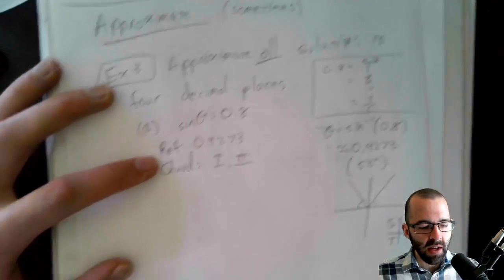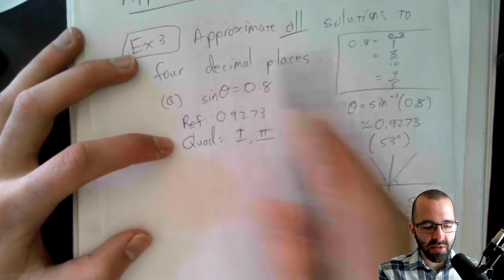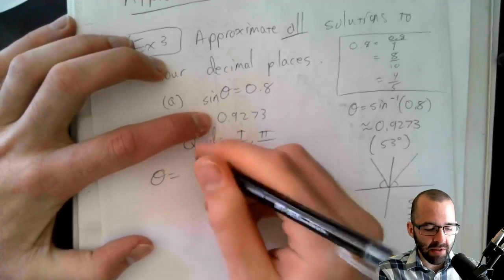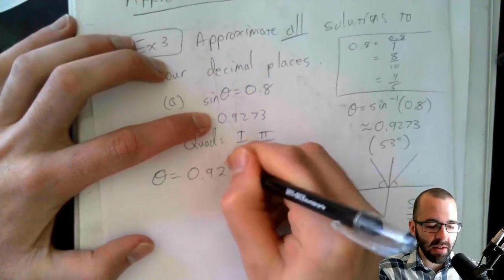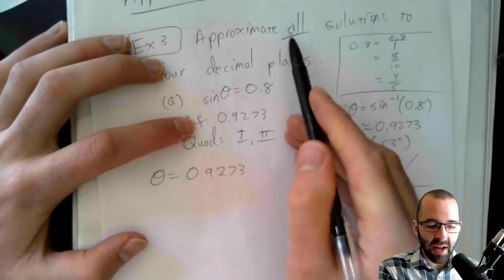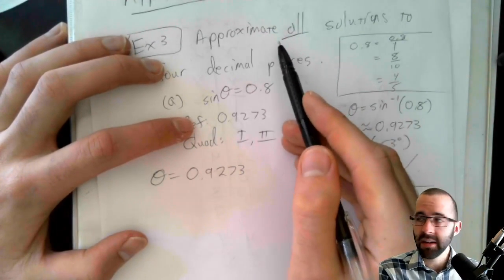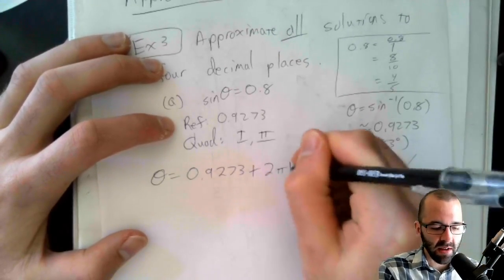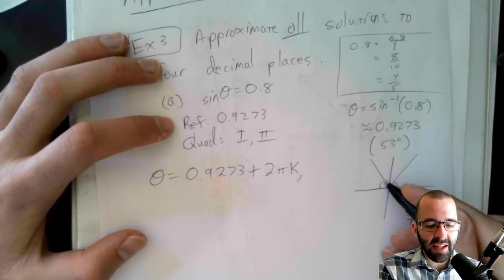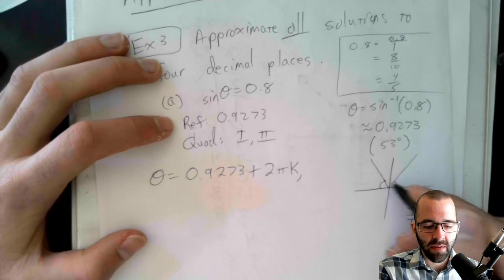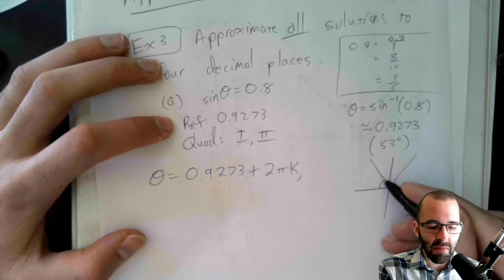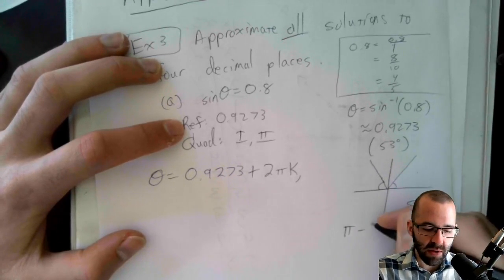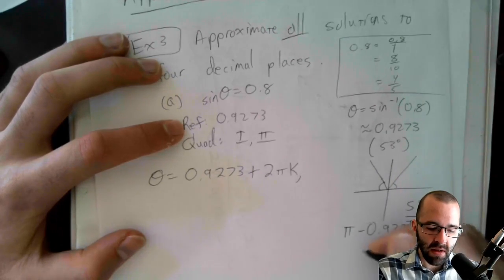All right. So we found the reference angle. We know the quadrants. We can find all the answers now. So theta is going to be our answer in the first quadrant, 0.9273. And again, we're asked for all solutions here, not just 0 to 2 pi. So we also have plus 2 pi k. And then we need the answer in the second quadrant, which remember is pi radians minus our reference angle. So pi minus the reference angle, which was 0.9273.